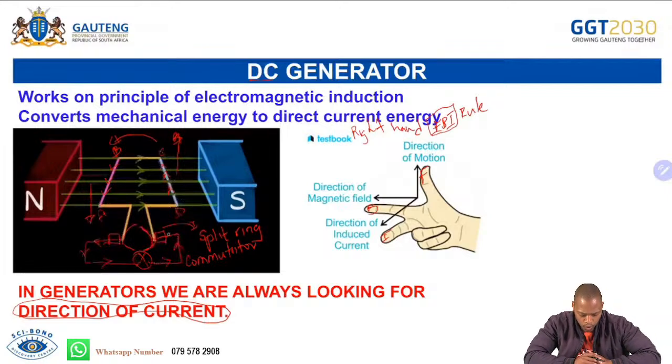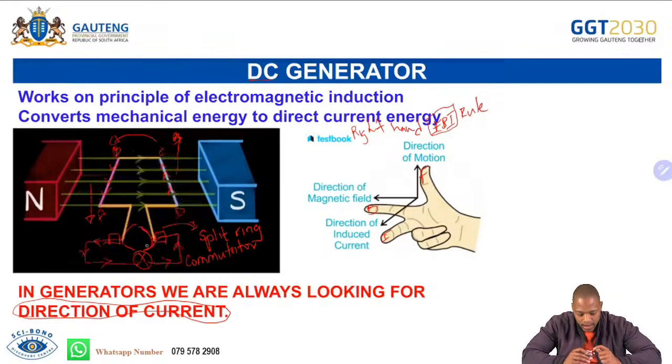So that's why we are going to have split rings there. Split rings are there to do what? To convert alternating current in the internal circuit to direct current in the external circuit. The current in only one direction, right?